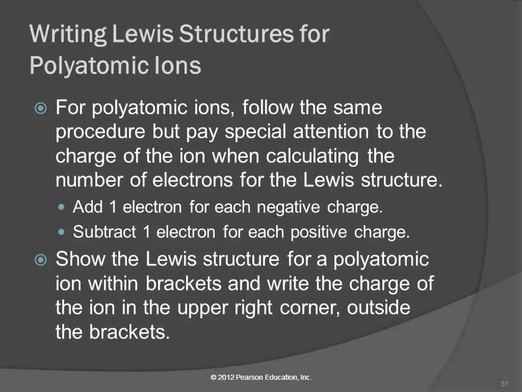Let's look at what to do with polyatomic ions. If you remember, a polyatomic ion has more than one atom in it. Those atoms are covalently bonded together, and then overall, the whole thing has a charge. So really the only difference between doing molecules and polyatomic ions is that we have to pay attention to the charge. If there's a negative charge, we have to add electrons. If there's a positive charge, we have to subtract. And then we put these within brackets and put the charge on the outside.